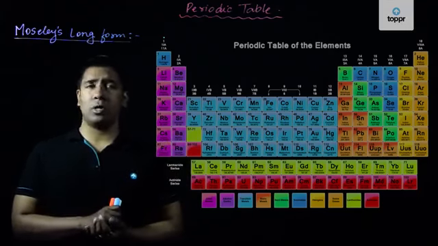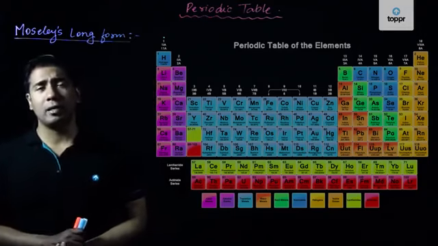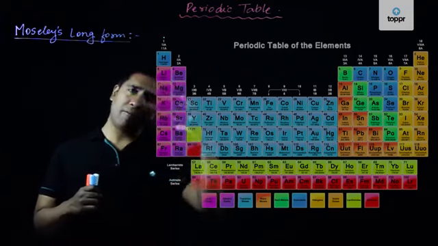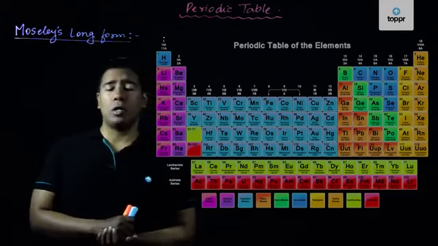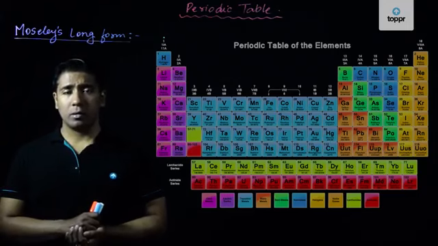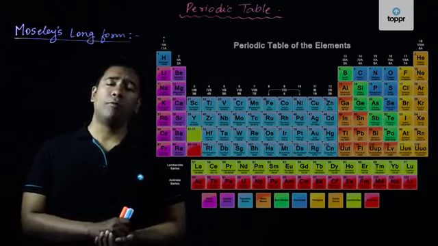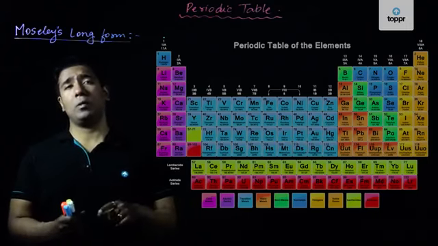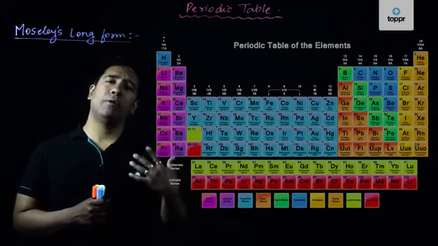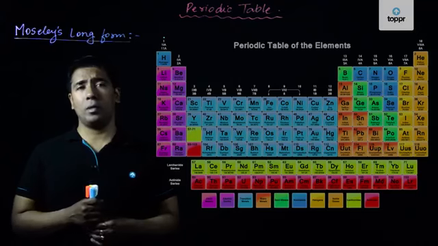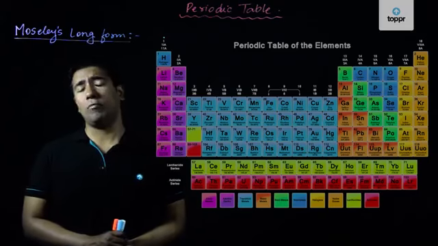Once we realize that in the modern periodic table elements are arranged in increasing atomic numbers, we can give the modern periodic law, which is derived from Mendeleev's periodic law. That is, when elements are arranged in increasing order of atomic numbers, the physical and chemical properties of elements are periodic functions of their atomic numbers. In Mendeleev's periodic table, it was a periodic function of their atomic weights. So I hope, my dear friends, you understand the basic difference between the short form and the long form of the periodic table: instead of atomic weights, we simply write atomic numbers, and then we get the long form of the periodic table.